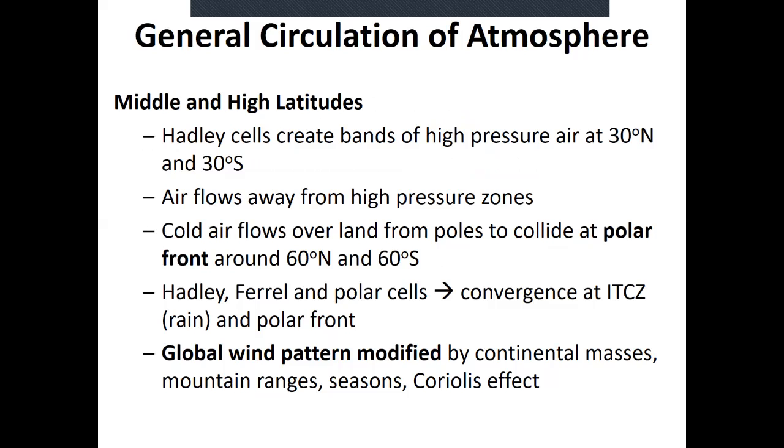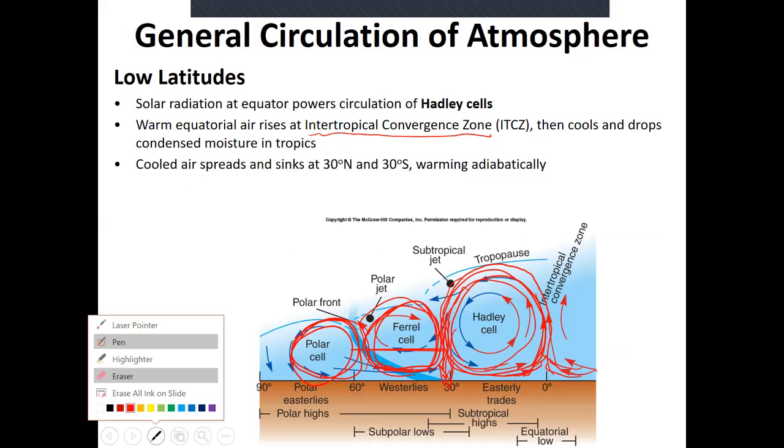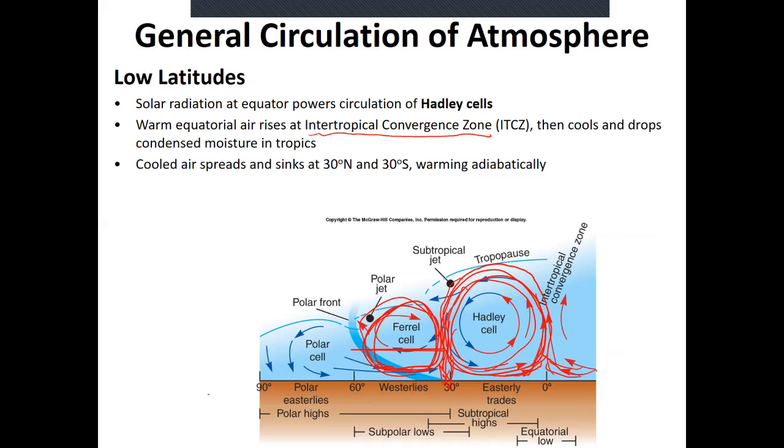Cold air flows over land from the poles. They collide at a polar front around 60 north and 60 south. So, maybe erase some of this. This air, as it descends, moves this way. Some of this air moves this way and they collide and they form this polar front. This air moving this way and this air moving this way are colliding, about 60 degrees north.